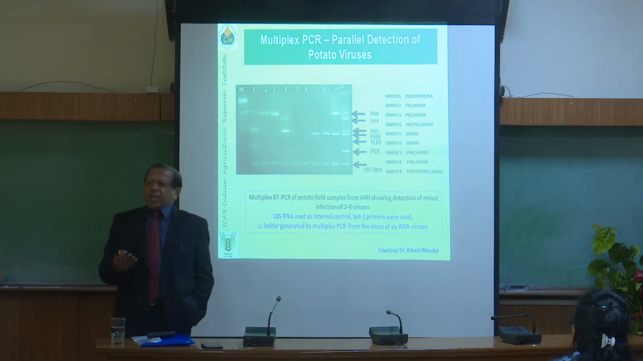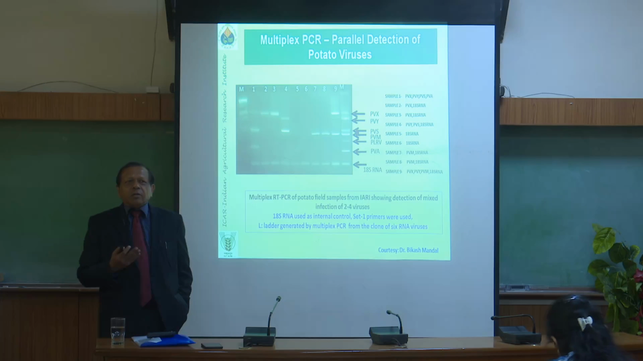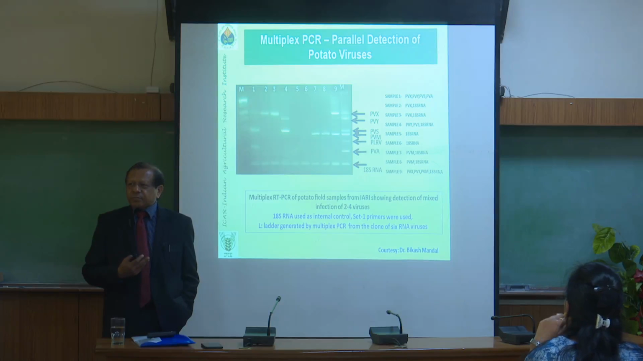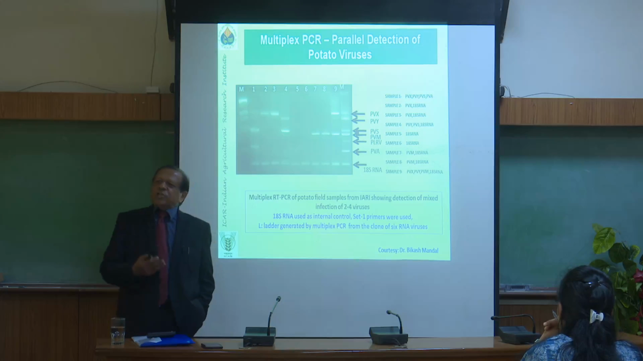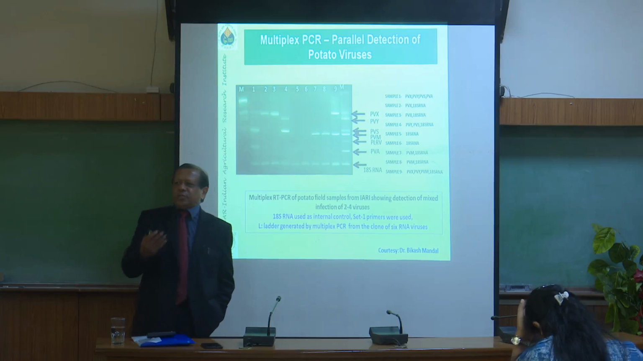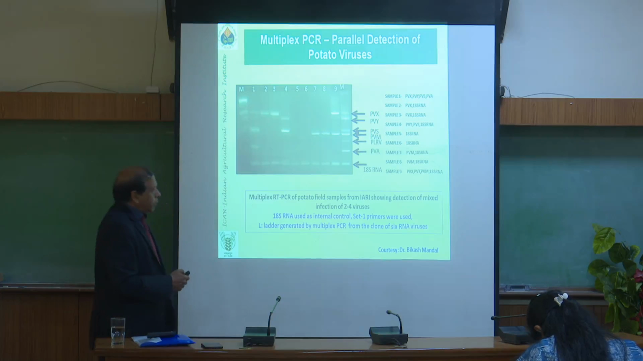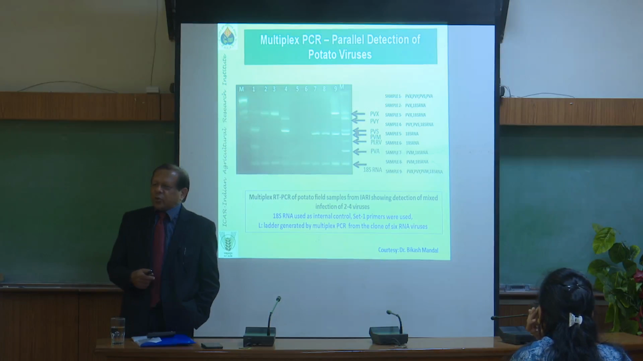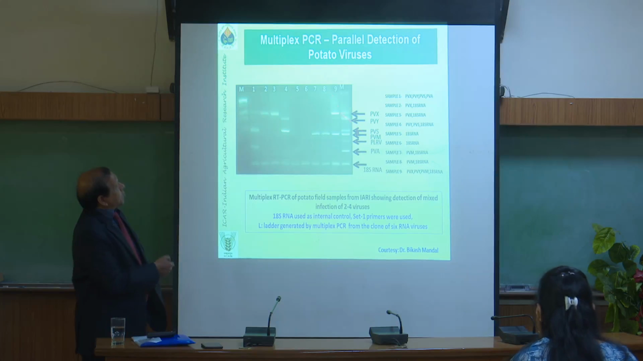Now, besides multiplex ELISA, you must have gone through the PCR. Conventional PCR deals with detecting only one virus at a time. Again, if you want to cut down the cost of PCR, people have devised methods, popularly called multiplex PCR. It could be a duplex PCR, triplex PCR, quadriplex or multiplex PCR. Now, my colleague from Advanced Center for Plant Virology, Dr. Vikas Mandal and his group, have been able to develop multiplex PCR for parallel detection of potato viruses.